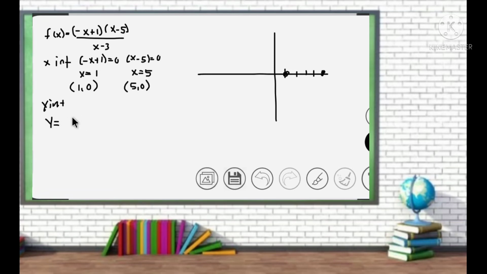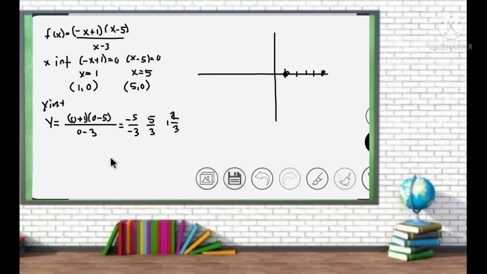x gawing 0. So, 0 plus 1 times the quantity 0 minus 5. Okay. All over 0 minus 3. So, simplifying the numerator, that will become negative 5 over negative 3. Okay. So, negative divided by negative, which is positive. So, 5 over 3. Okay. So, that can be written as 1 and 1/3. Tama ba? Okay. 1 and 2/3, I mean. Okay. 1 and 2/3. 3 times 1 is 3, 4, 5.